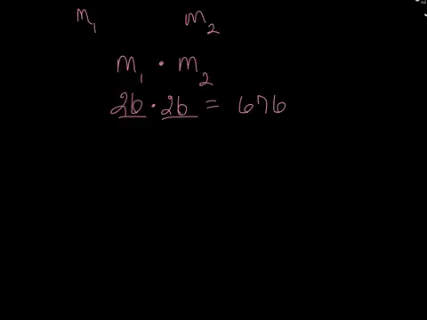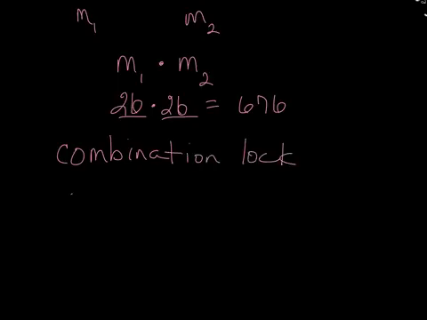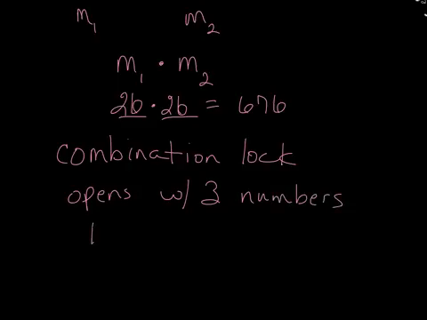Combination lock. And it'll open with 3 numbers. Some combination locks may take more than 3 numbers, but this combination lock opens with 3 numbers from 1 to 30 inclusive. When I put that term inclusive there, what does that mean to me? I can use 1 and 30. All right, so we've got 3 possibilities. I need 3 different numbers.